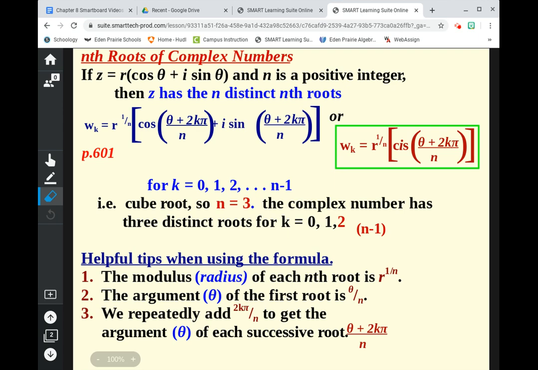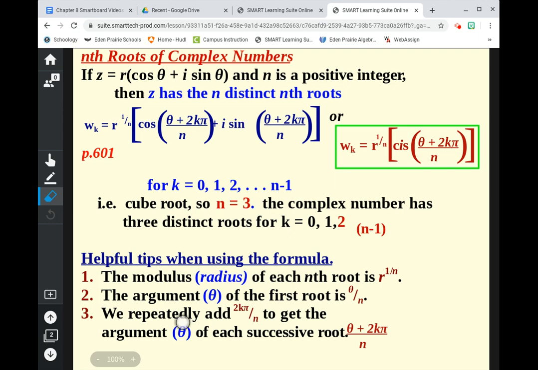Number 2, the argument theta of the first root is theta over n. So that's the very first part. You can see that's kind of like this part right here. And that is because k is actually 0 for the first root. So if that k were 0, it makes this basically go away, and all you're left with is theta over n. So again, number 2, the argument theta of the first root is theta over n. You're going to have to know that for what I'm about to talk about next.